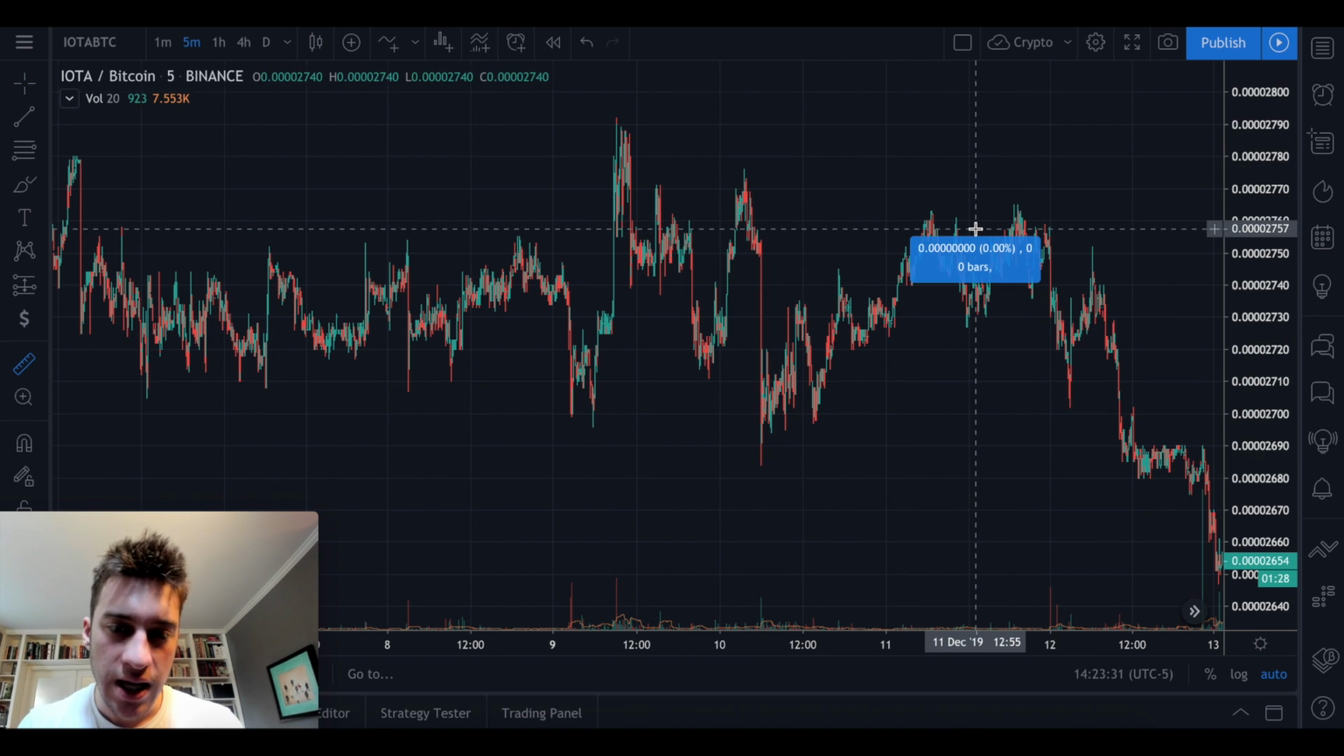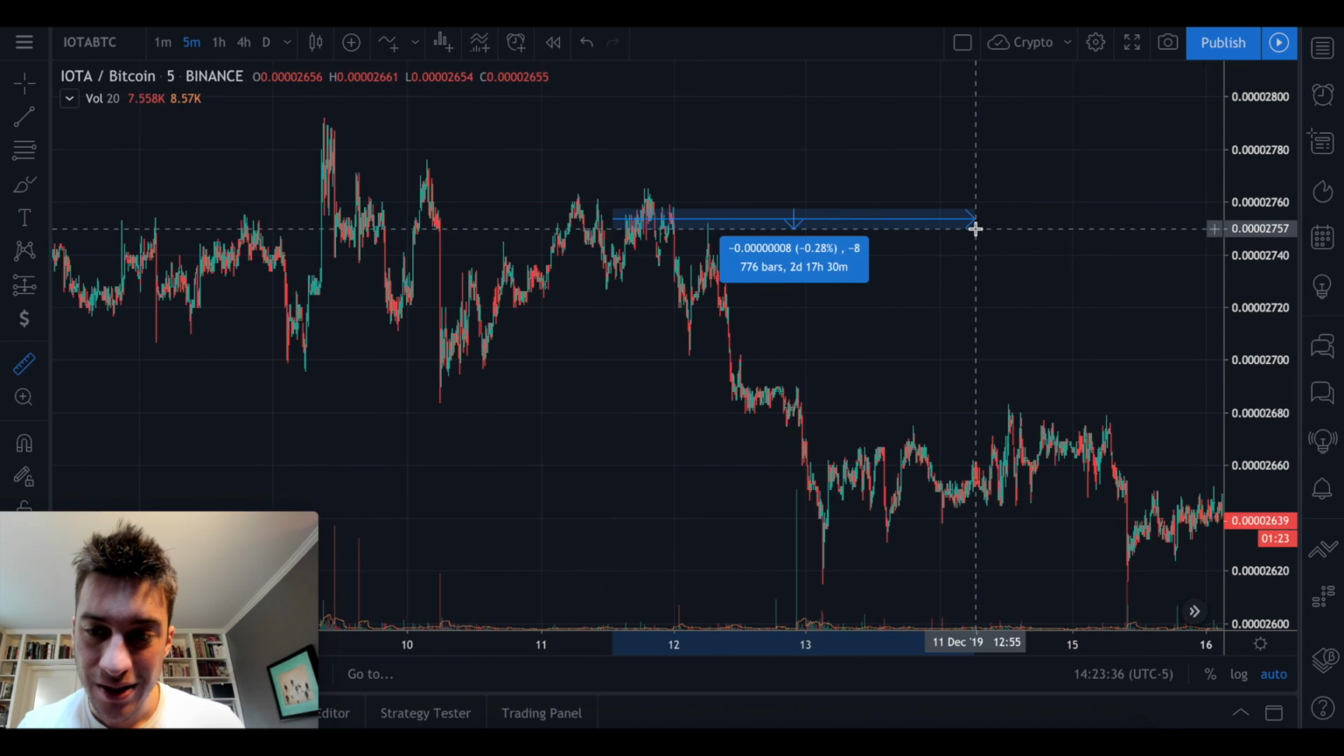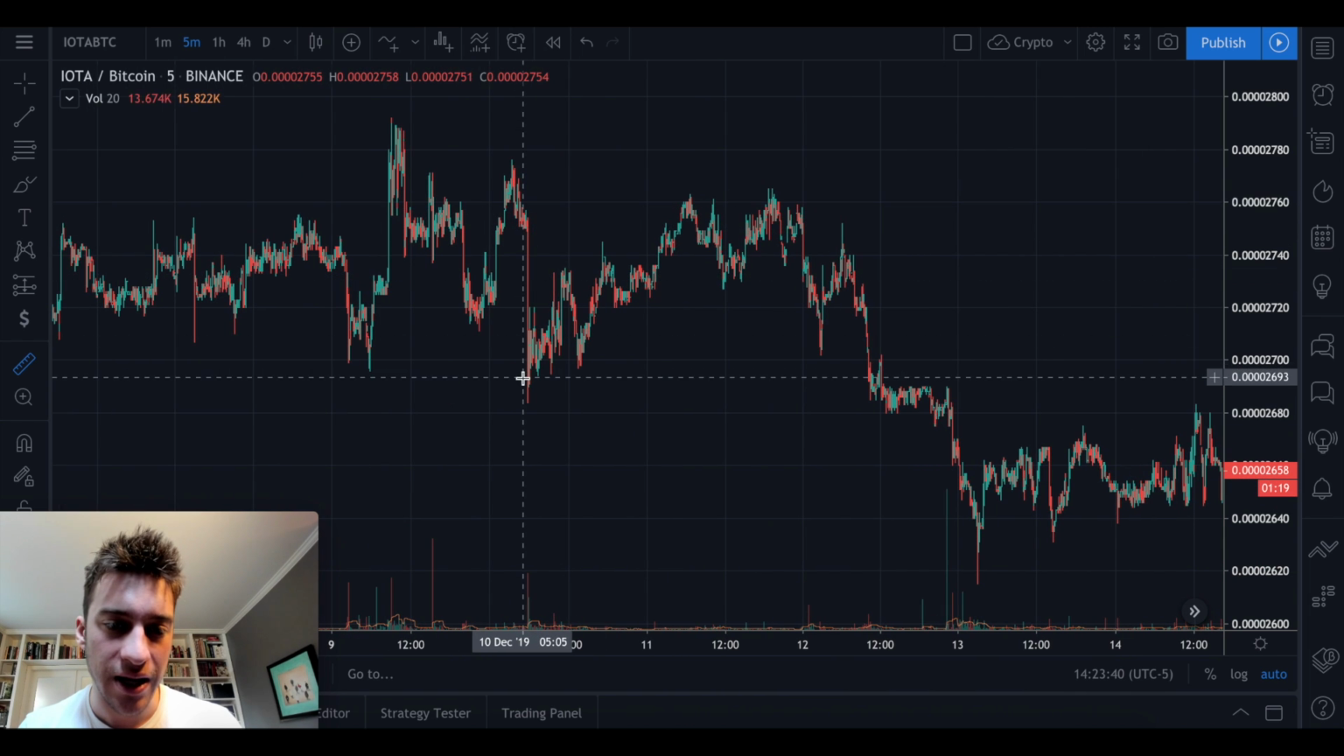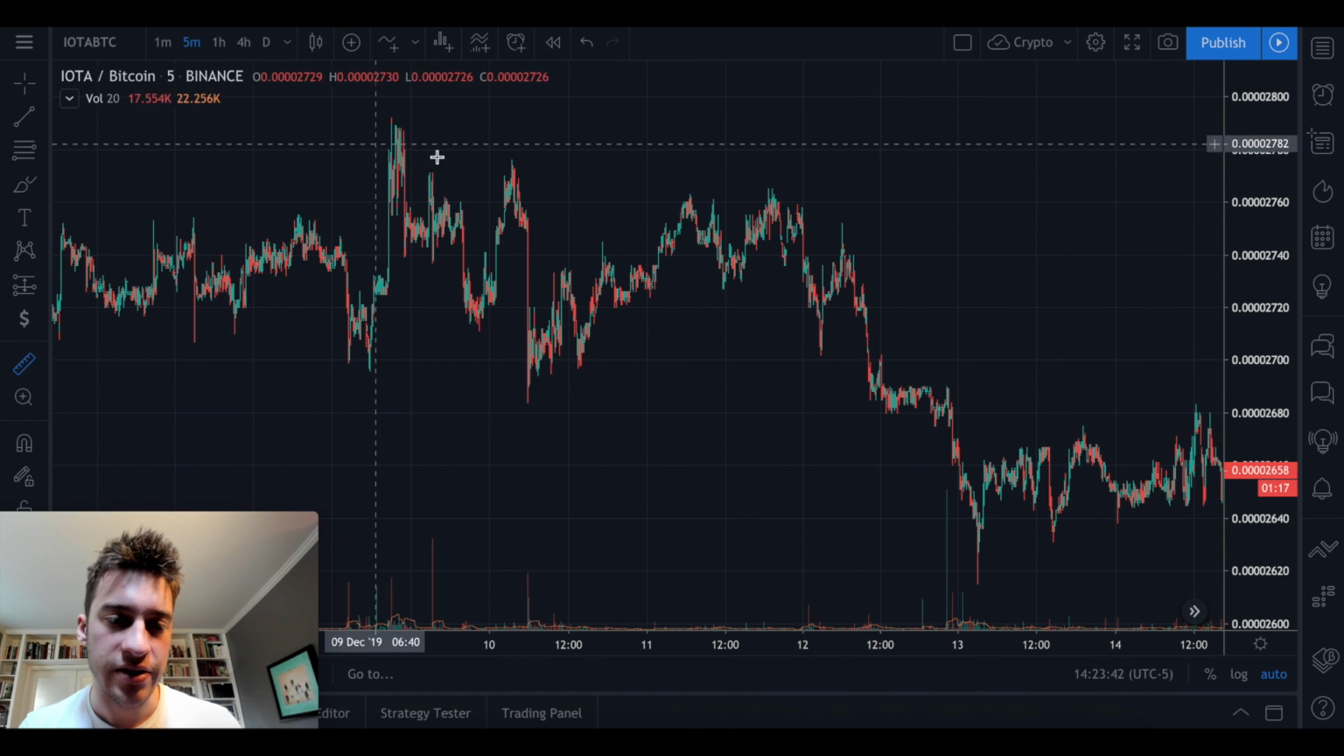Because strong selling, we retrace back. Great spot to short. Had you recognized this pattern, this is probably the best looking pattern I've seen of all of the coins that I showed you guys today. This would have been a really nice trade, just taking advantage of the panic and the retracement to prevent these guys getting out at break even.